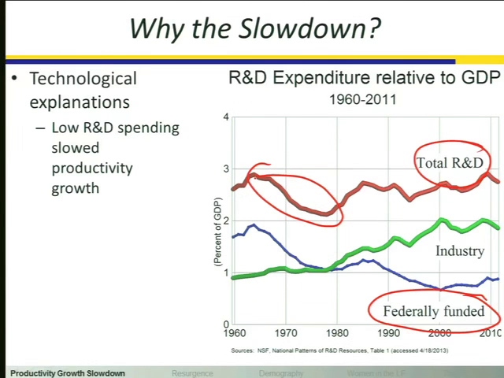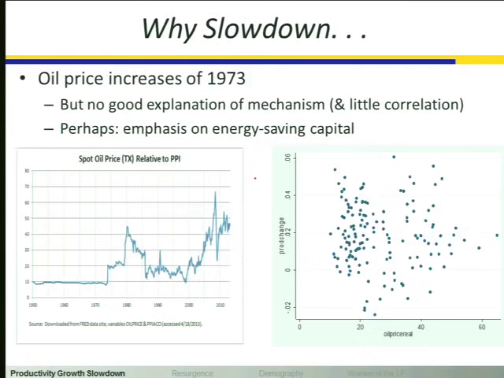Okay, what's another explanation? Another explanation was oil. Another thing that people said was, oh, it must all be oil. And the oil price increases that began in 1973, although there wasn't always a very good explanation for how oil would be linked to the slowdown in productivity growth. It could be that the increase in oil prices led businesses to reallocate their investment spending away from machinery that would enhance labor productivity and toward machinery that would enhance energy productivity.